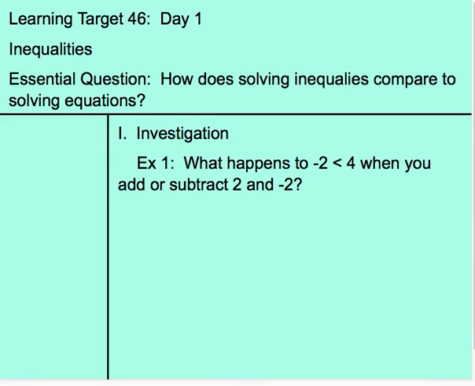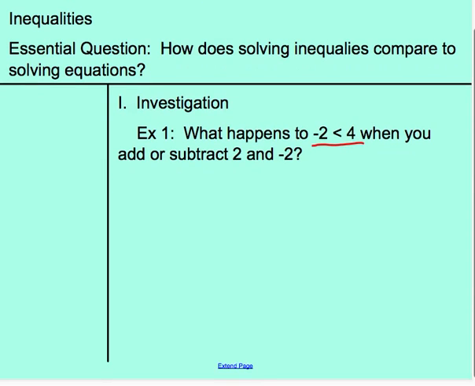We're going to start with a little investigation into what happens when you perform operations on an inequality. So we're going to start with an inequality that we know is true. -2 is less than 4. And first we're just going to add and subtract the same amount to both sides of the inequality and see what happens. So we're going to start by adding 2 to both sides of our inequality. And we get 0 is less than 6, which is true.